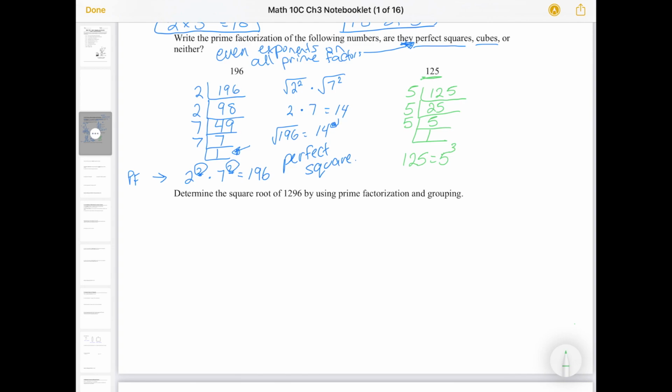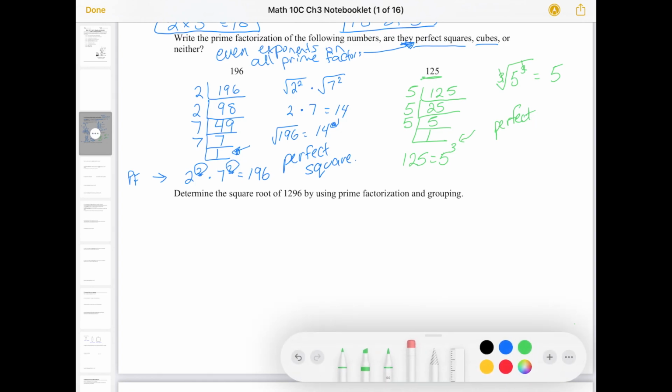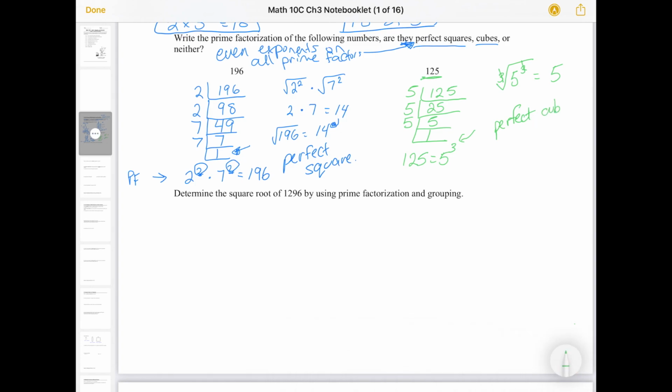So this one is a little bit more straightforward. Is it a perfect cube? Oh yeah, 5 cubed. If I'm taking the cube root of 5 cubed, that's just 5. These cancel, just like we saw that they do for square roots as well. So 125 is not a perfect square, because it doesn't have even exponents, but it has an exponent of 3. So it's a perfect cube.